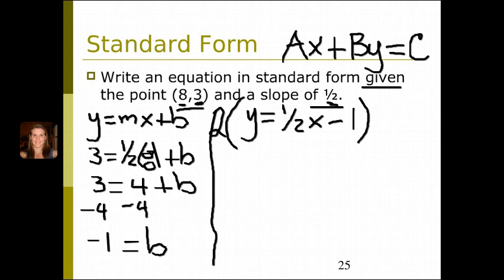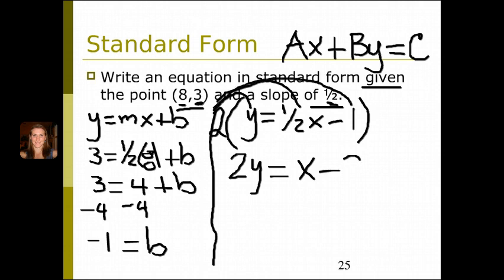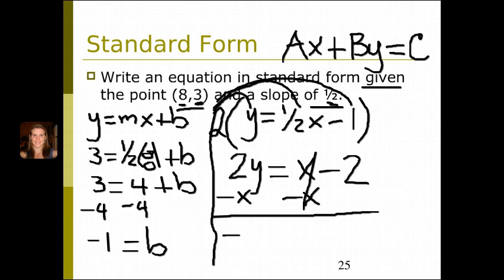Two times y gives me 2y. 2 times 1/2 x gives me 1x, or just x, minus 2 times 1 is 2. So to finish off taking this to standard form, we need to subtract our x from both sides, which cancels them on the right, which gives us -x plus 2y equals -2. ax plus by equals c.